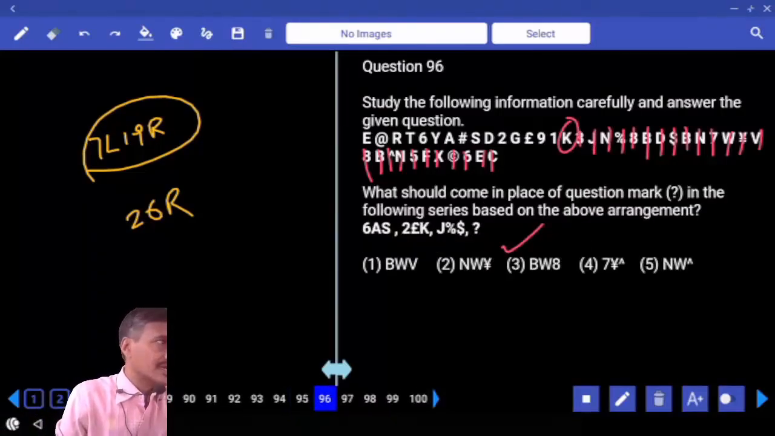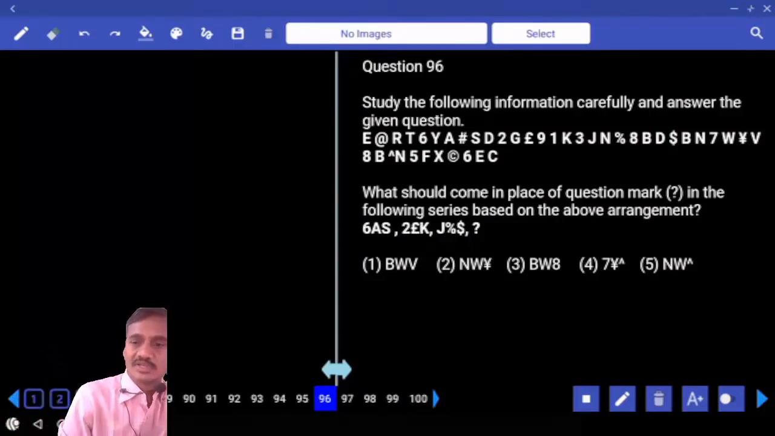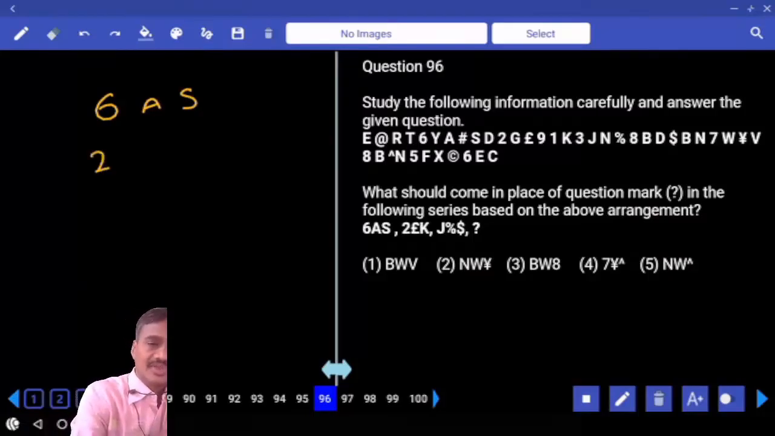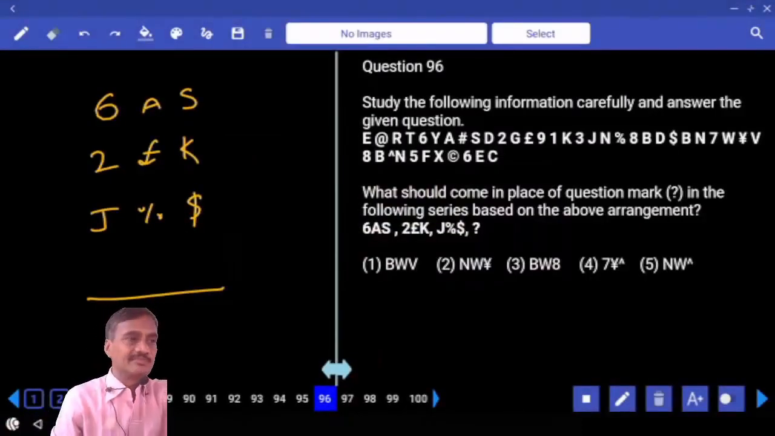Then next one, coming to 96 onwards. Now in this 96, what should come in place of the question mark? 6AS, 2 pound K, 6AS 2 pound K and J percentage dollar, then what should be the next one? And whenever this series is given, always write one below the other. Then compare the first element.